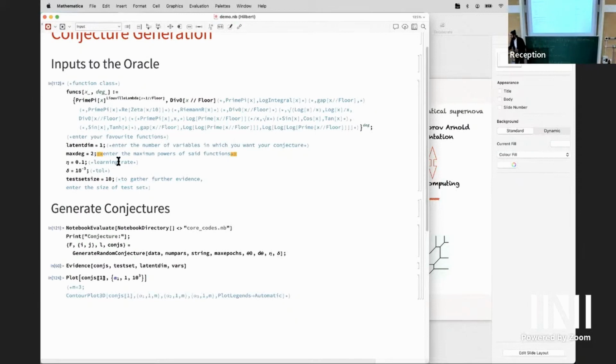All right, in the very short amount of time we have, let's generate some conjectures. As promised, there are only two inputs. One is a box of functions. Here, as a starting example, I've created the divisor function.